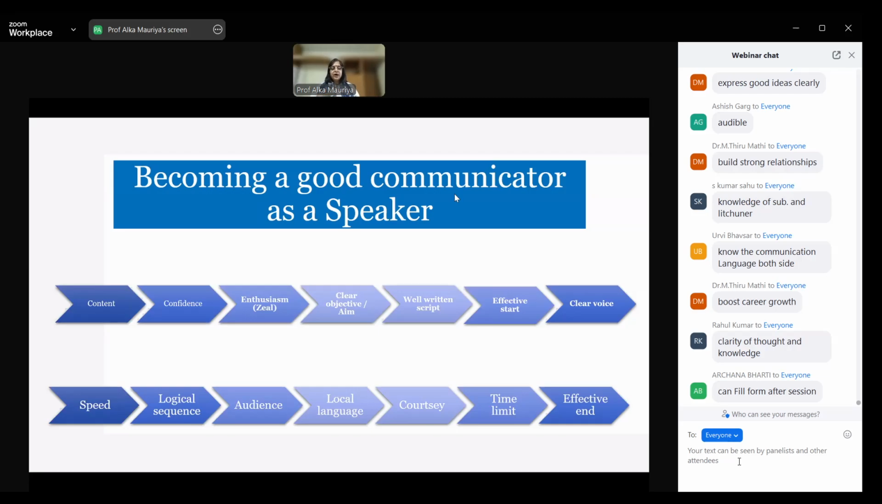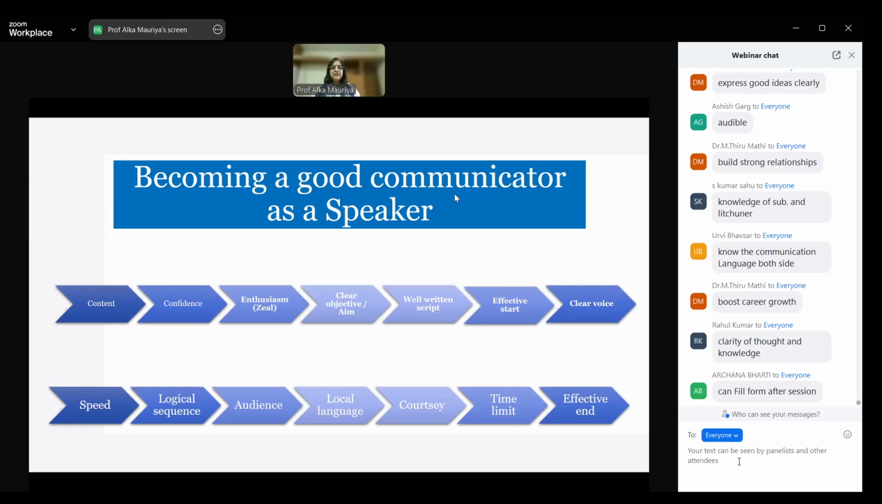Right. So you have to define what the objective of your session is, and whether you are able to touch upon each and every aspect. Also try to note down a few points on what you will be covering in your presentation, so that you don't deviate.